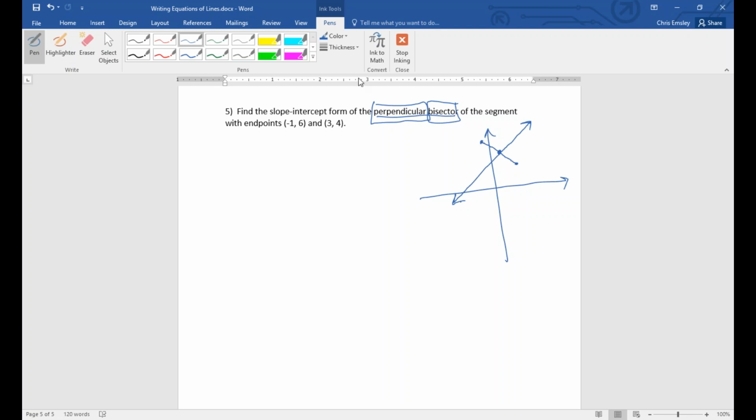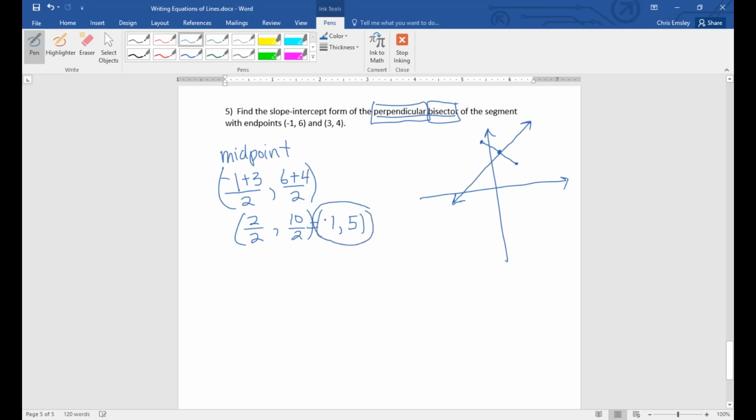Okay, so first of all, let's find that bisector point. And we have a formula that lets us do that, and that's the midpoint formula. To find the midpoint, remember we add up those x coordinates and divide by 2, basically just calculating an average. Add up those y coordinates and divide by 2. So our midpoint is 2 over 2, 10 over 2, or 1, 5. That's the point that we want our line to pass through. That's what we're going to use.